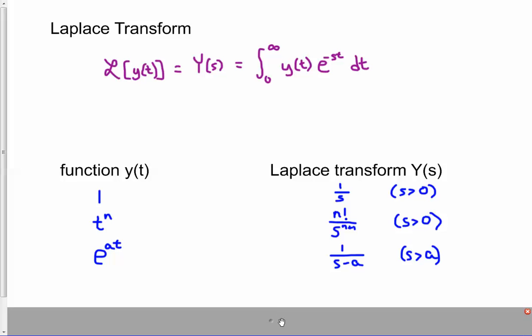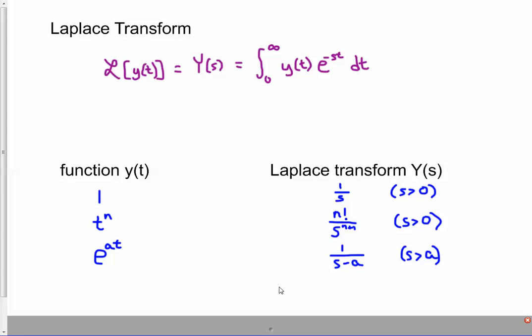And up to this point we had done three kinds of functions. A constant function, or just one, the Laplace transform came out to be the function 1 over s defined for positive s. Any power, t to the n, any power function, turned out to be a number n factorial over s to the n plus 1, again defined for positive s. And exponential functions, e to the at, ended up being 1 over s minus a, defined for s greater than a. So for s less than a, this is undefined.